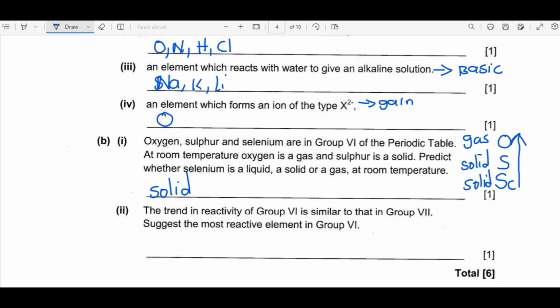Then if you look at Roman number 3, the trend in reactivity of group 6 is similar to that in group 7, which is the one that we looked at earlier. Suggest the most reactive element in group 6. It is oxygen because it is the one on top. We just have to look at the one on top as the most reactive element in terms of groups 6 and 7.